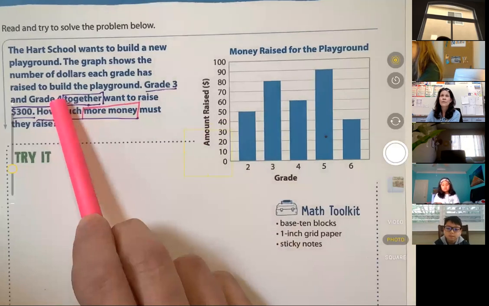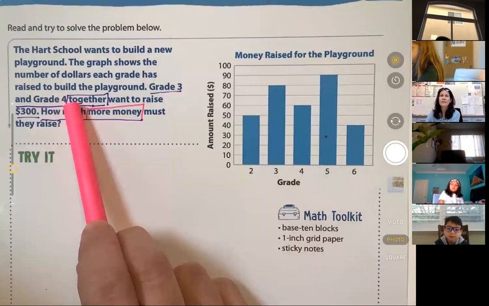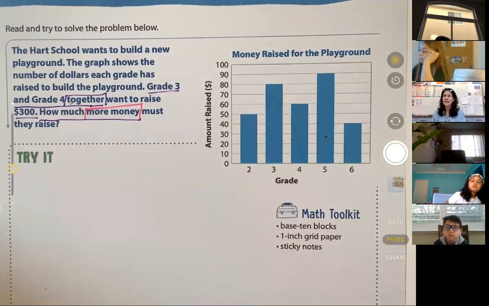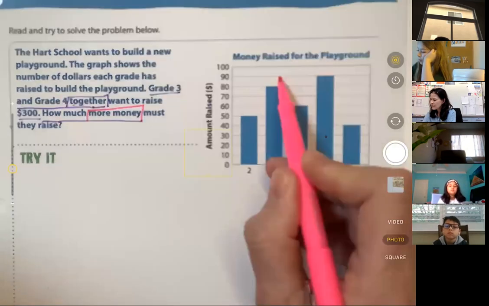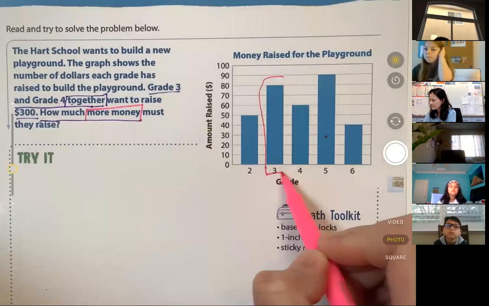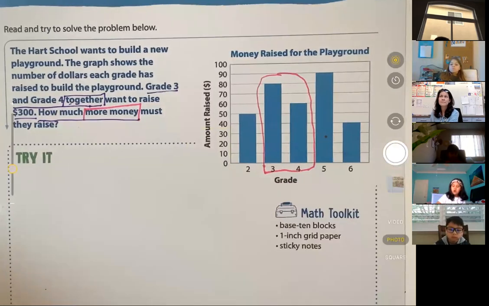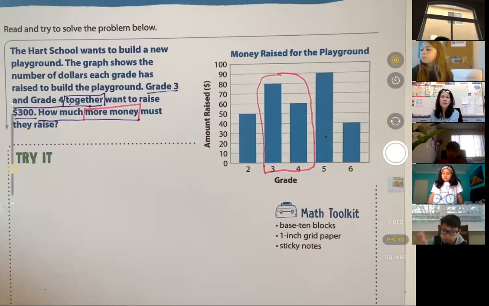Third grade and fourth grade. So when I help my brain, the first thing I need to do is I need to identify third and fourth grade. Right now, I am concerned with these two grades. That's where I want my attention to be. So I've got some very important information here, both from the problem and the bar graph.